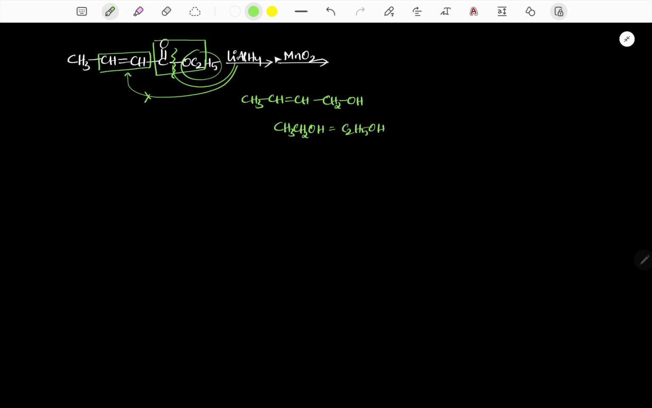It is simply C2H5OH. Now this mixture is treated with MnO2, so it is an allylic alcohol. The first one is an allylic alcohol, the second one is a simple alcohol, and we know that MnO2 is a special reagent. It oxidizes only allylic alcohols. Normal alcohols cannot be oxidized. Therefore, this primary alcohol will be oxidized to the corresponding aldehyde.